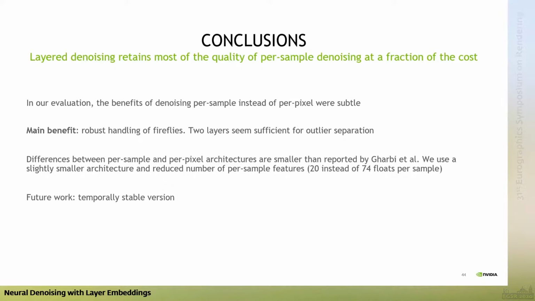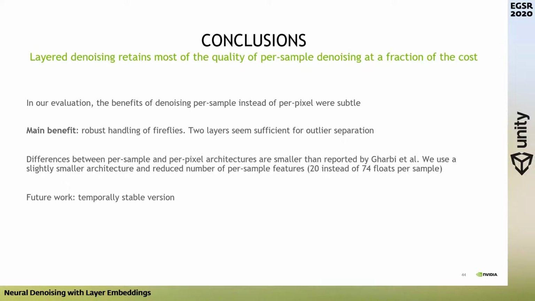So to conclude, layer denoising retains most of the quality of the per sample denoising architecture at a fraction of the cost. In our evaluation, the benefits of denoising per sample instead of per pixel were quite subtle. In general, per pixel denoisers today are impressively good. The main benefit we saw was more robust handling of fireflies, and 2 layers seem sufficient in practice to handle this outlier separation.